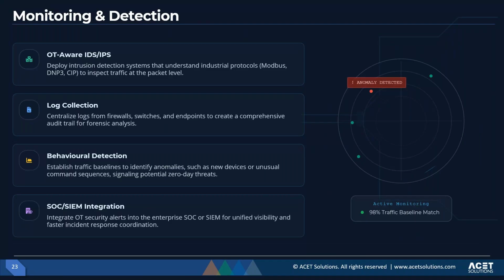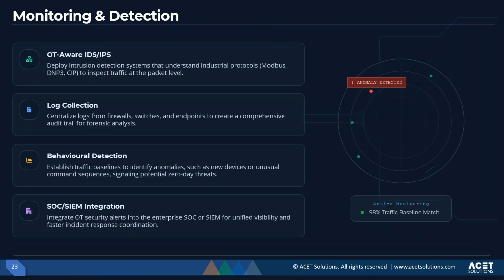OT-aware IDS and IPS solutions are specifically designed to understand industrial protocols. These systems can inspect function codes, validate command sequences, and flag unsafe operations, such as unauthorized write commands to the PLC, unexpected firmware downloads, or CSAS programming attempts. They are tuned to the timing and sensitivity of the control network.